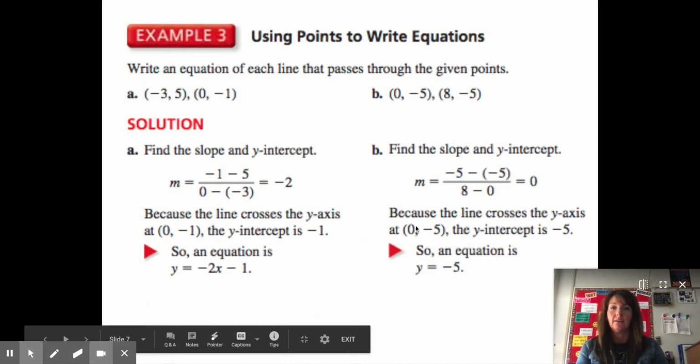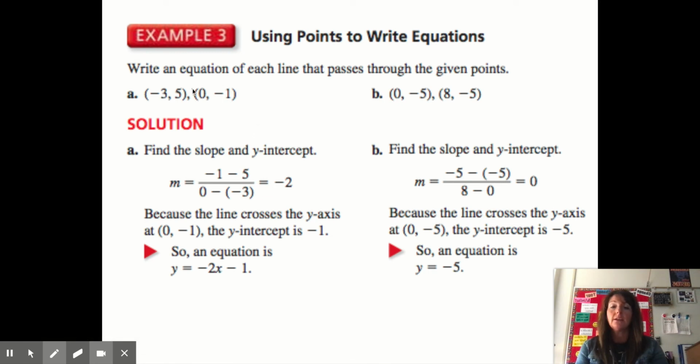Okay, so using 2 points to write an equation. Now, right now, one of the points will be the y-intercept, all right? So we will calculate the slope, which we can use the slope formula, y2 minus y1 over x2 minus x1, and then identify which one is the y-intercept. So when you take negative 1 minus 5 and then 0 minus the negative 3, right, that simplifies to a negative 6 divided by 3, so we get a slope of negative 2.